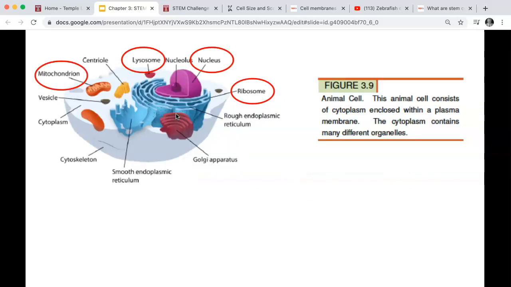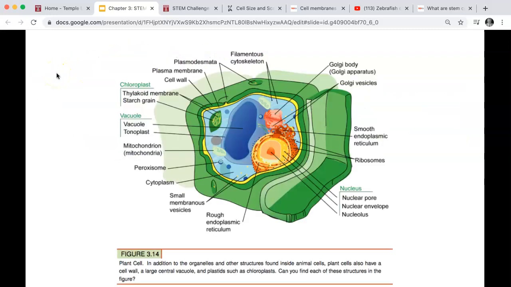Very, very important. Here's a typical animal cell, very stylized. The main parts that I'd like you to know at this point are what the ribosome, what the nucleus, what the lysosome, and what the mitochondria do. Here is a typical plant cell, and we'd like you to look over and read this section, but especially what chloroplasts do.